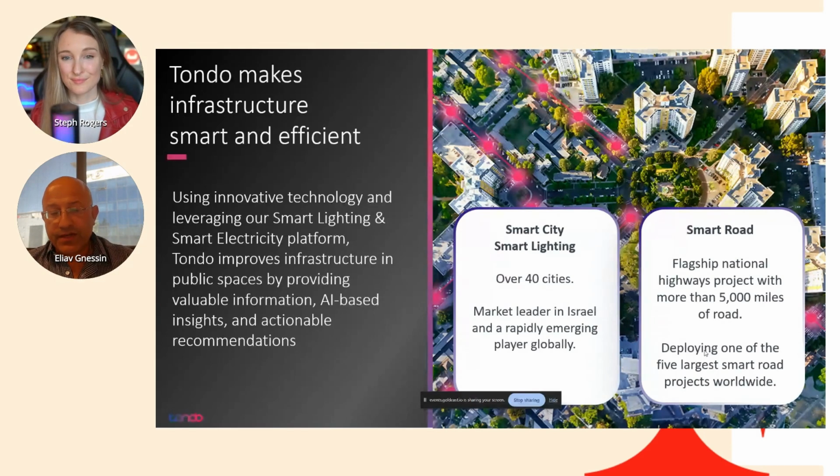We are using AI to actually provide value to customers. So we are a data platform. I'm going to tell you a bit about what we do. Several things that are important to say about Tondo: we are rapidly growing. We have today over 40 cities that we are managing in terms of smart lighting and smart infrastructure. And we also have one of the largest smart road projects in the world. And I'll show some of the things we do with data and smart lighting control.